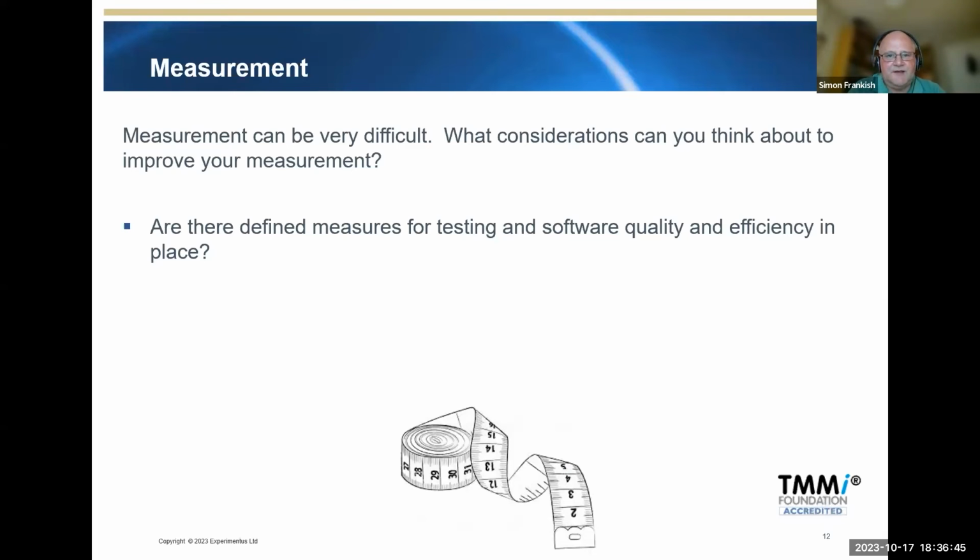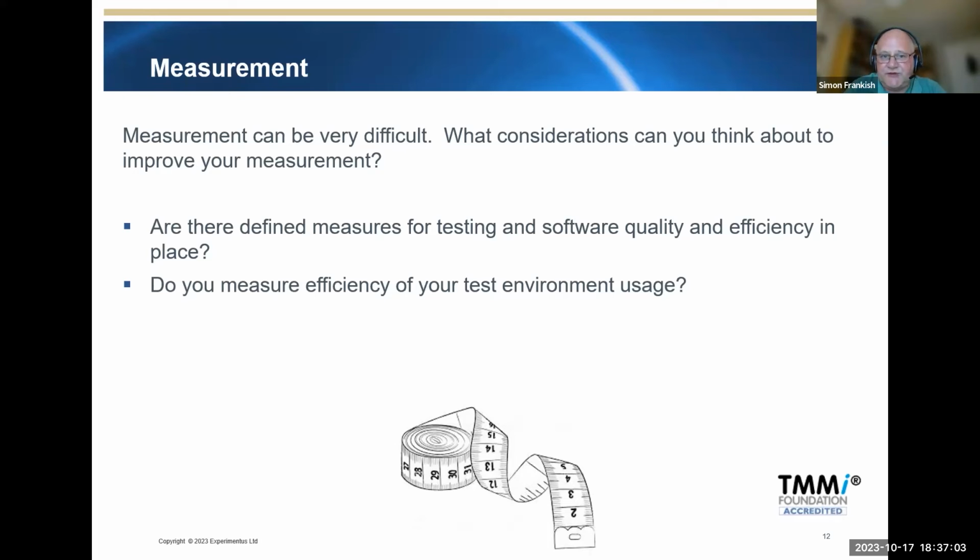So if you're not directly measuring your carbon impact, are you measuring your software quality and efficiency, so that you can at least see how efficient your software testing process is, and you can make improvements of that.